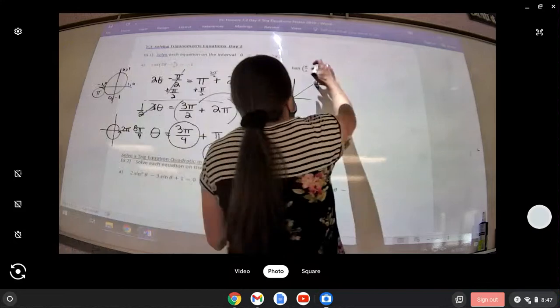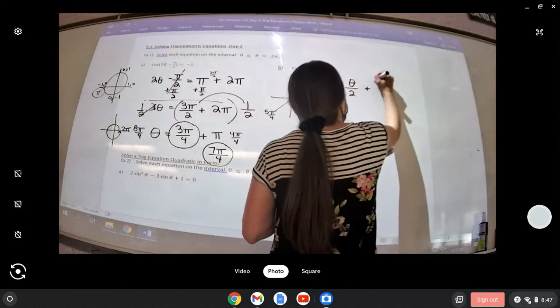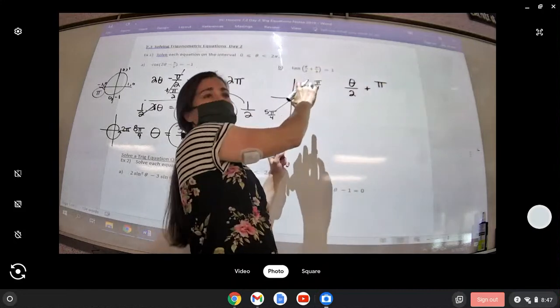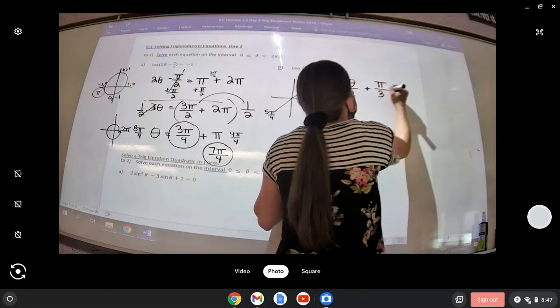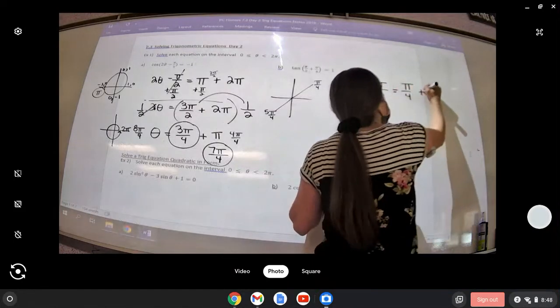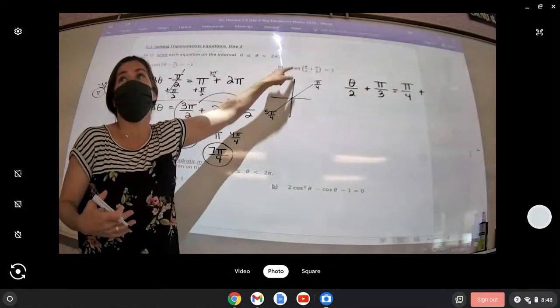So let's set up our equations. So I need theta divided by 2 plus pi over 2, right? Is that pi over 3? Is that 3? Is it 3? Yeah, plus pi over 3. I need that to equal pi over 4, plus, let's prepare for more or less answers. What is the original period of tangent? Pi.